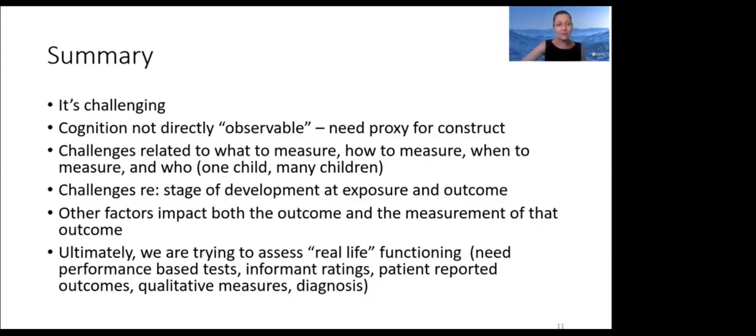And we have to remember that there are other factors that impact both the outcome and the measurement of that outcome. So ultimately, we're trying to assess real life functioning. And if we're going to get to a phenotype, we probably need to combine a lot of different measurements. We probably need performance-based tests, informant ratings, patient-reported outcomes, qualitative measures, and diagnoses to get to that underlying phenotype, if there even is one.